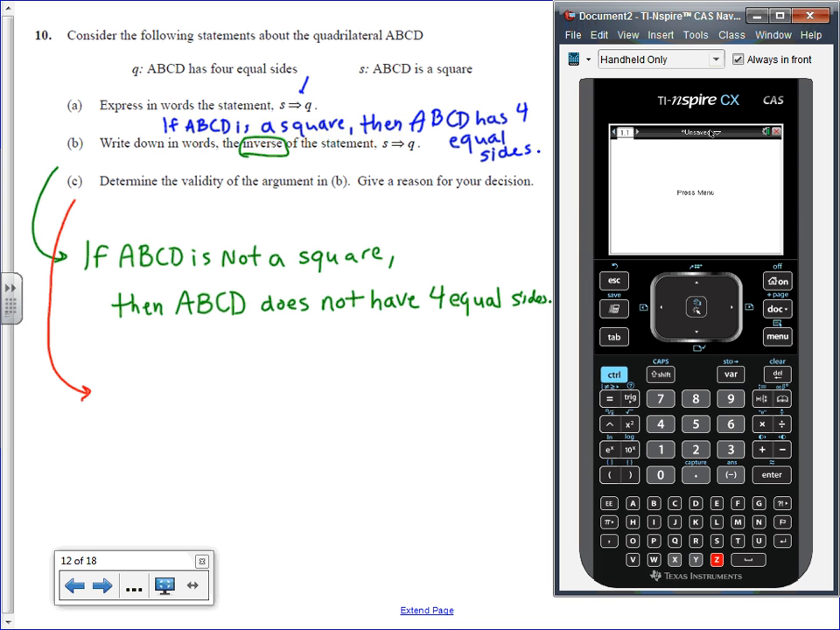If ABCD is not a square, then ABCD does not have 4 equal sides. And of course, this does not necessarily have to be true, because there is such a thing as a rhombus, which has 4 equal sides and yet isn't a square. So that's going to be my reason for my decision. So I'm going to say that it's not valid. My reasoning is that ABCD can have 4 equal sides and not be a square.